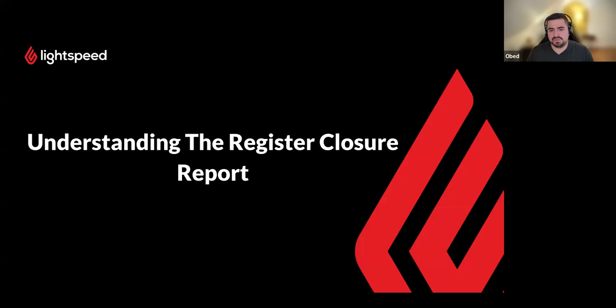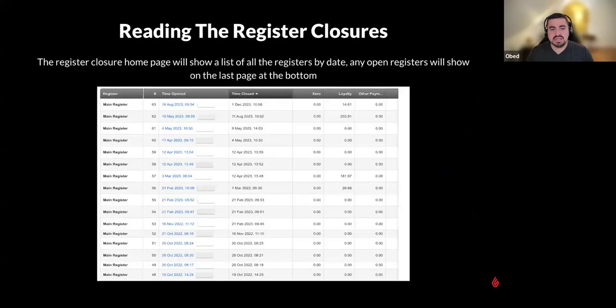Next, we're going to go over the register closure report. So this is what the register closure report will show. It's basically a list of all of the registers in your store and any register closures that happened during the specific date. Any registers that are currently open will be shown at the bottom of the page. So that's something to remember.